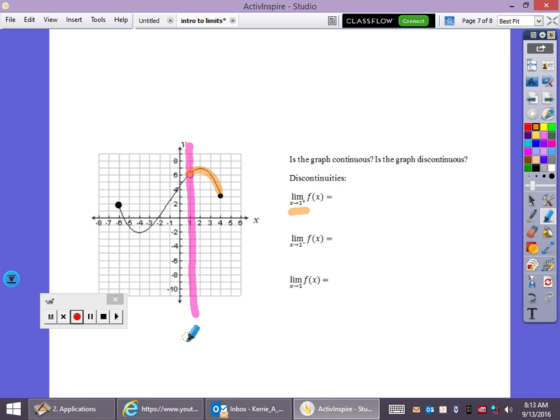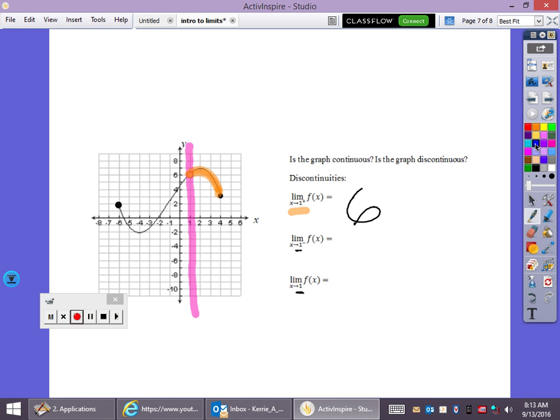The plus means I want to look at the right-hand side of the graph. So I'm traveling from the right-hand side. When I get to that pink line, how high am I? 6. So the limit is 6. I put the line at 1 because that is the reference number in the problem.